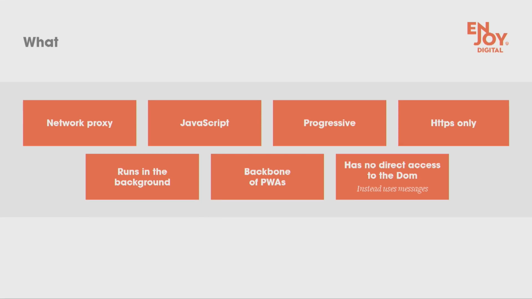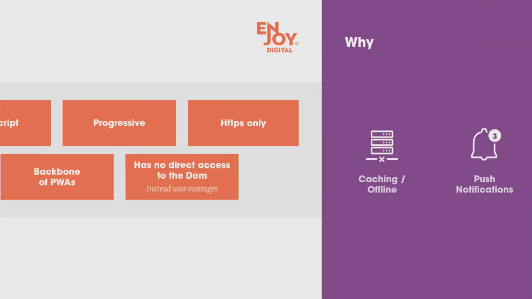It has no access to the DOM, and you use a messaging system to talk between the DOM and the service worker and so forth. It's the backbone of a progressive web app. So without this, you can't do offline and get those progressive features.